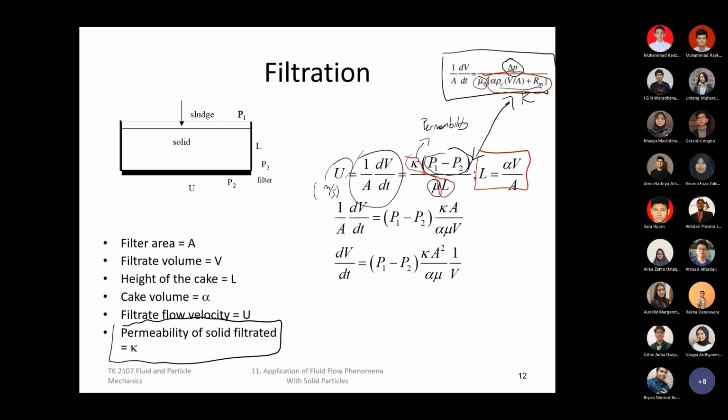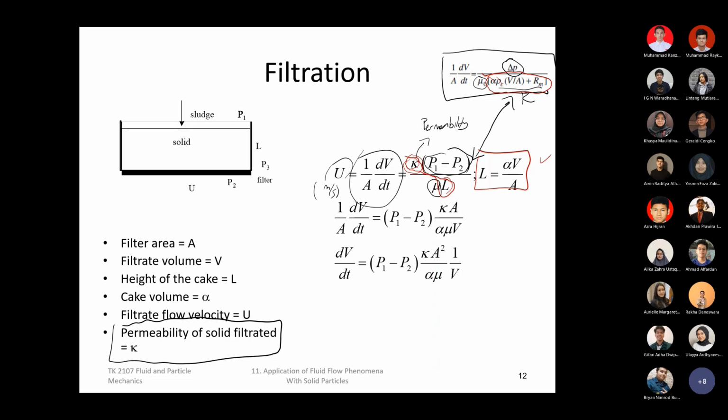If it's provided as kappa, then you can simply use that equation directly. Then you just need to use the kappa and the height of the cake. But if it's not provided, then maybe we have to start from the more fundamental equation. So maybe we start with the alpha, the rho, the V per A, and the Rm.